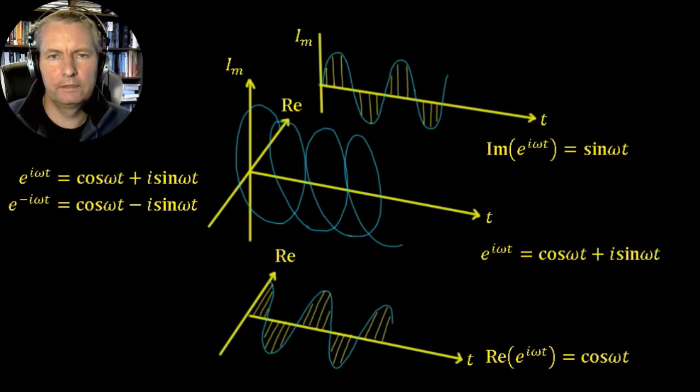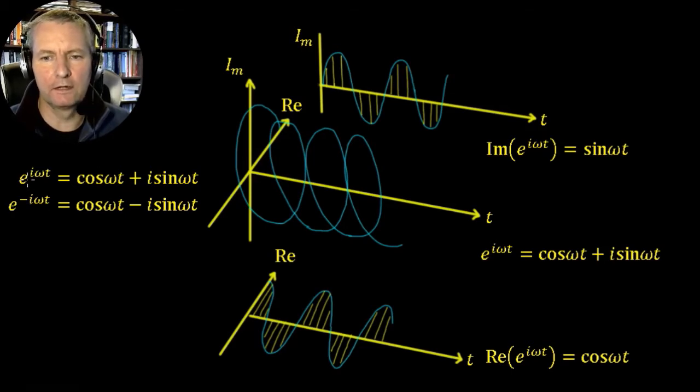Now if we take what we've just learned and replace the angle theta with the angle omega t, then from our equations before, e to the i theta equals cos theta plus i sin theta, we can replace that with e to the i omega t equals cos omega t plus i sin omega t. Equivalently, we could write e to the minus i omega t equals cos omega t minus i sin omega t. Now, this is our complex exponential, e to the i omega t.